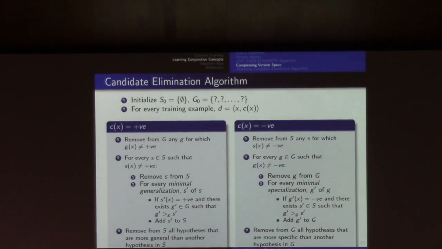If you see a negative example, you do the reverse, right? With a negative example, of course, you first check that your specific boundary is okay with your new training data point, and then you take every hypothesis in your general boundary which does not agree with your training data point. The ones that agree will stay there, right, because they are part of the version space even now. But if it does not agree, then you remove it. But before removing it, you consider every minimal specialization of G. Specialization is the reverse. For example, if you have something with a question mark, you can replace it with one of the values. Then you again check whether there is a corresponding hypothesis in your most specific boundary, and if there is, you add it to your most general boundary, and you keep doing that.